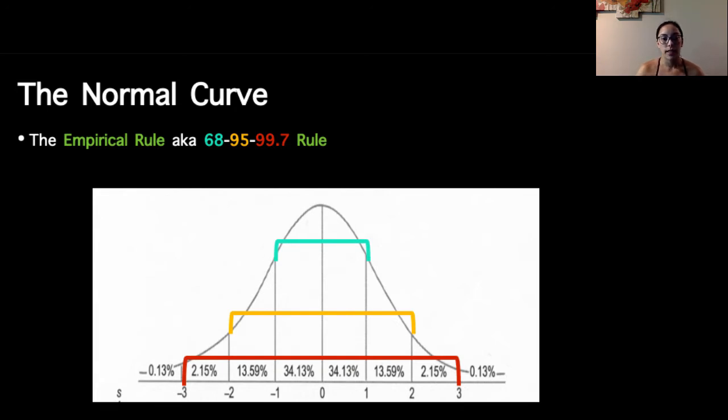Okay. But you can also look at this by adding up the percentages in each of these regions. So maybe you wanted to know, if we have a normal distribution, what percentage of individuals would lie 2 standard deviations below the mean. You could add up 13.59 and 34.13 to figure out what percentage of your scores would exist within -2 standard deviations from the mean.